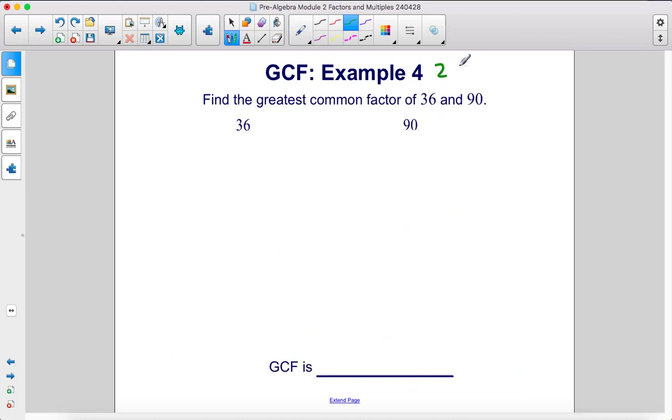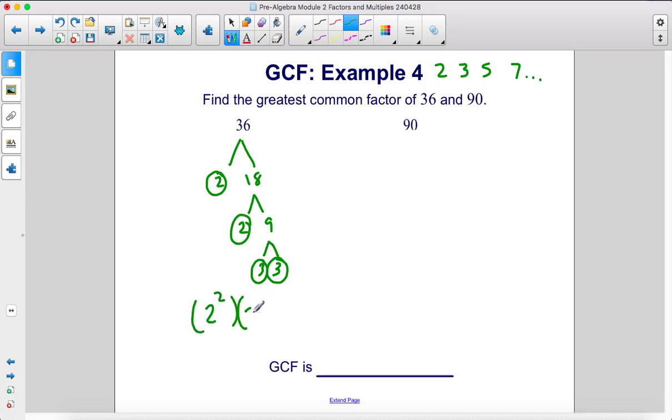All right, so we have our prime numbers here, 2, 3, 5, 7. 36 is divisible by 2, that's 18. 18 is divisible by 2, 9. 9 is not divisible by 2, move on to 3, yes. 3 times 3, and we are done. So therefore we have 2 squared times 3 squared.